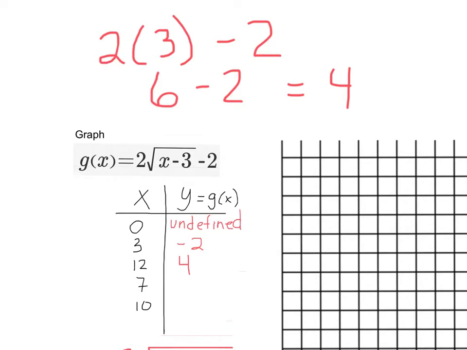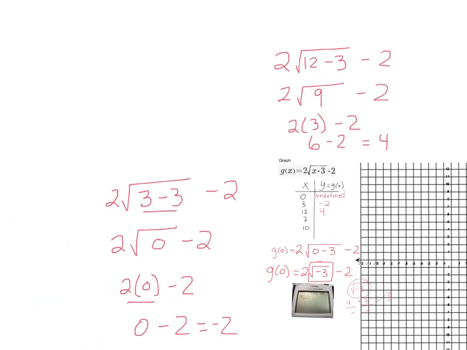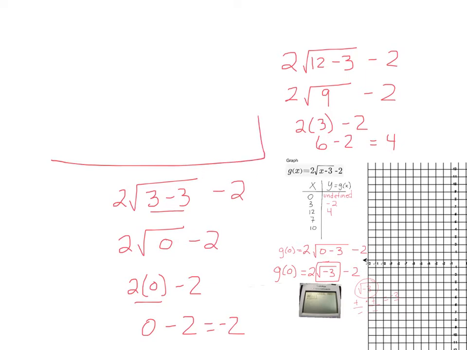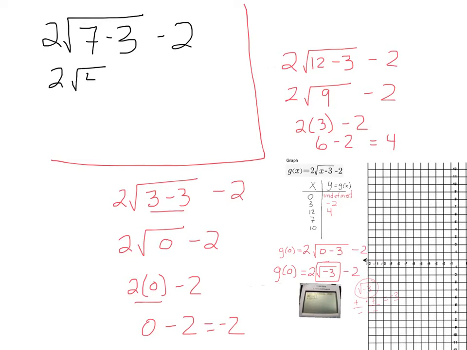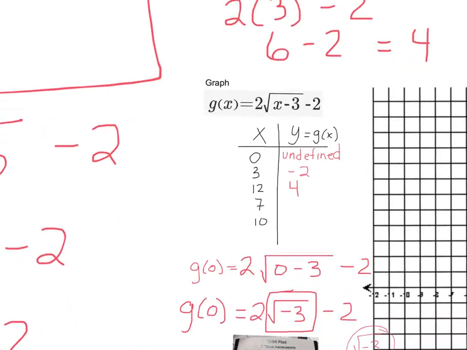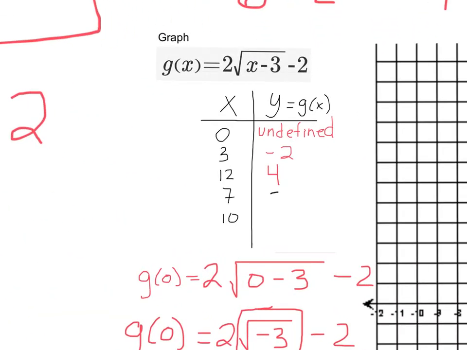Now let's plug 7 in to the function. Okay, so I'm going to plug 7 in right up here. And so I've got 2 square root of 7 minus 3 minus 2. So that's 2 square root of 4 minus 2. And the square root of 4 is 2. So I've got 2 times 2 minus 2, which is 4 minus 2, which gives me 2. So when I input 7, my output is 2. So I'm going to write a 2 here.